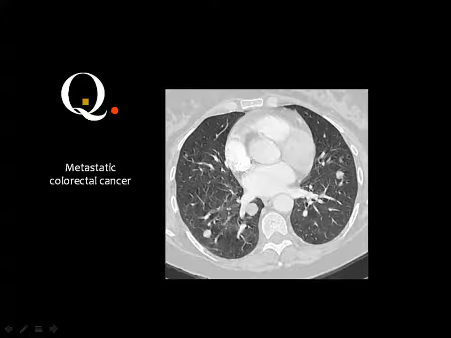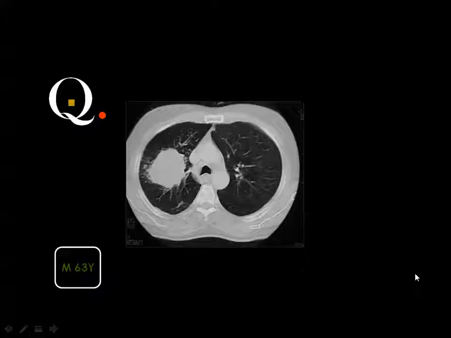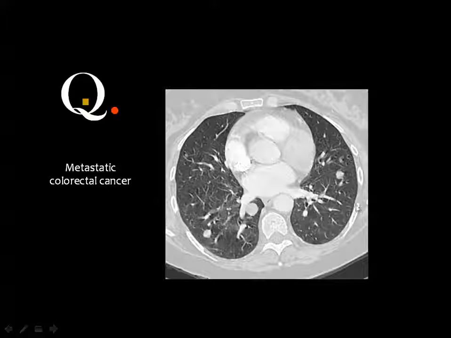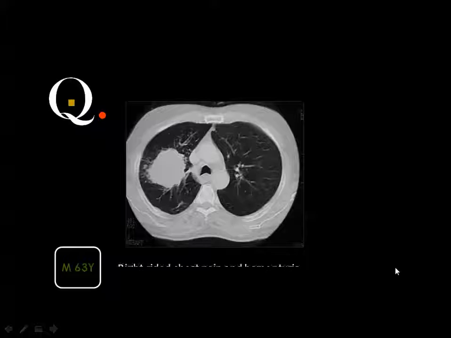Okay, this patient has metastatic colorectal cancer and multiple pulmonary metastatic deposits are seen. What do you think of these metastatic deposits? This one is in the anterior segment of the left lower lobe, and this one is in the medial segment of the right lower lobe, and this one is in the lateral segment of the right lower lobe.